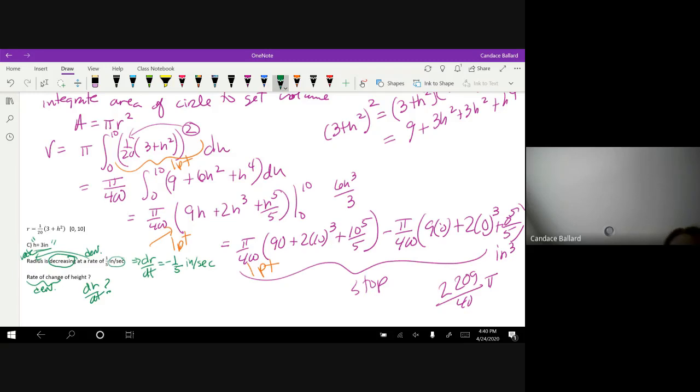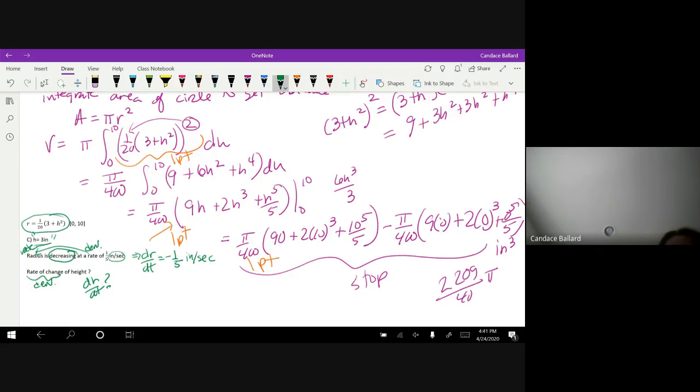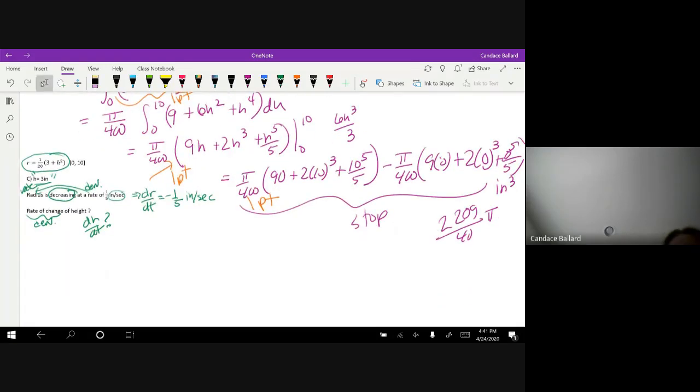All right, so we have a formula or a function. We're going to go ahead and just take its derivative. I am going to choose to distribute that 1/20th in before I take my derivative. So I have r equals 3/20 plus 1/20 h squared. All right, what's the derivative of 3/20? It would be 0, right? So I'm not even going to write it down.